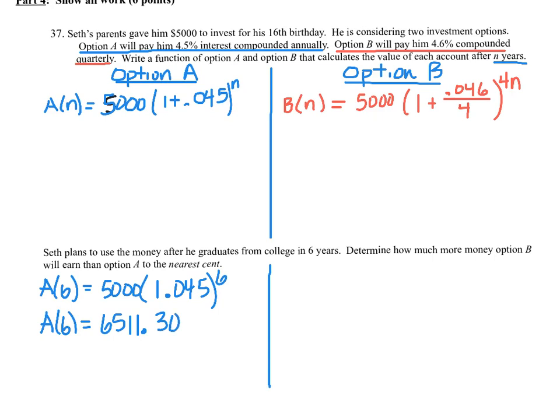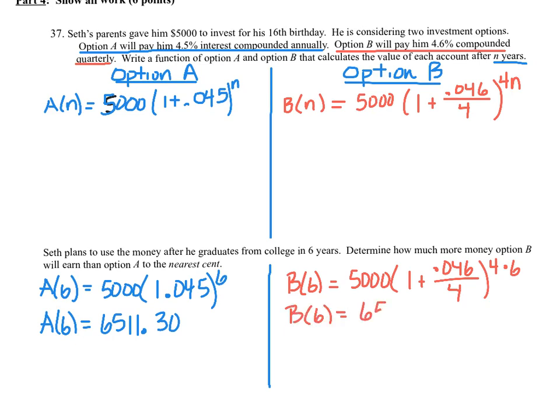Now, we have to compare this to option B and see how much more we would get in option B. So I'm just going to do 5,000 times 1 plus 0.046 over 4, and then to the 4 times 6 power, or to the 24th power, if you will. Okay, so when we do that, option B is going to give me $6,578 and 87 cents, again, we just put this in our calculator.